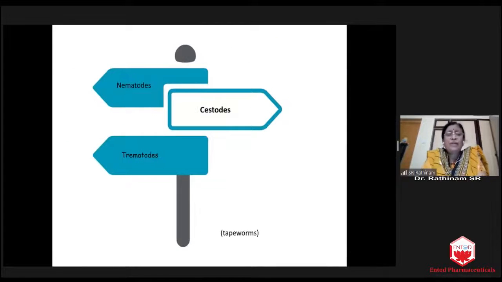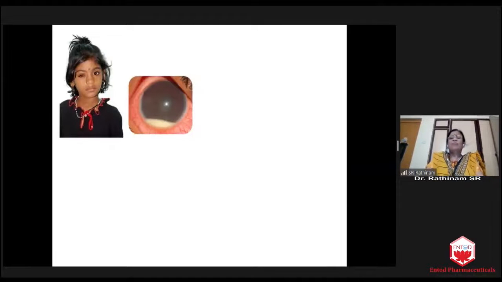And now we have finished nematodes. So many worms we have seen: Dirofilariasis, Gnathostomiasis, Onchocerciasis, and Loa. Now we are coming to cestodes, or tapeworms. This you know pretty well.